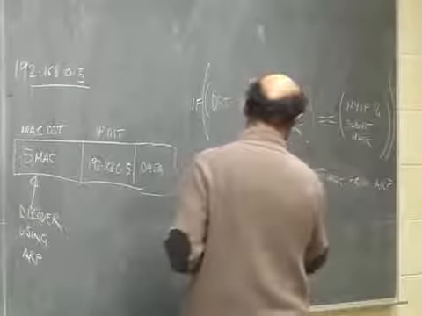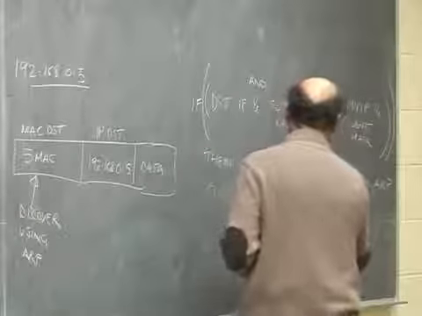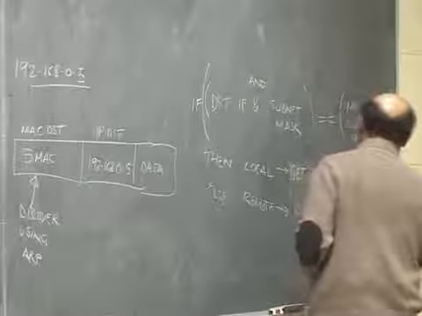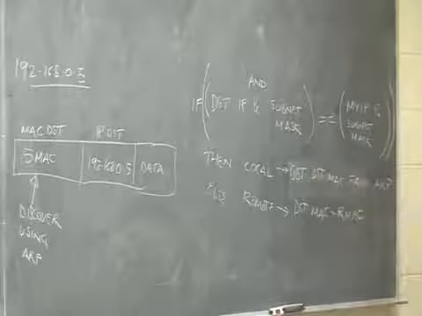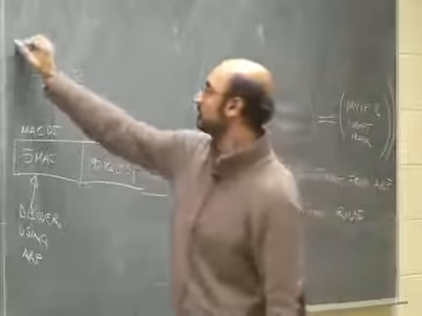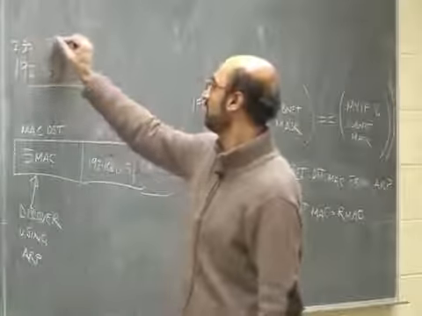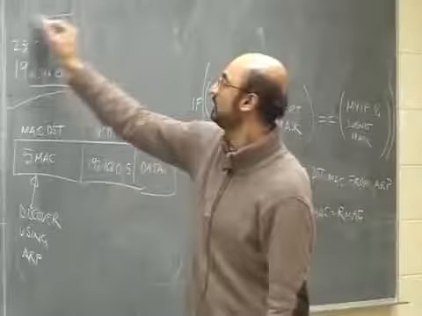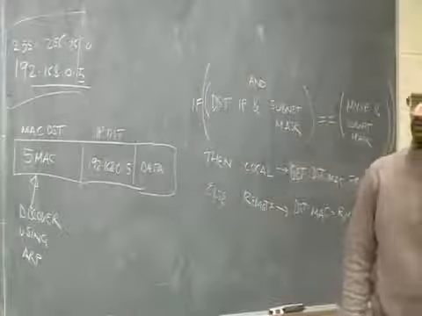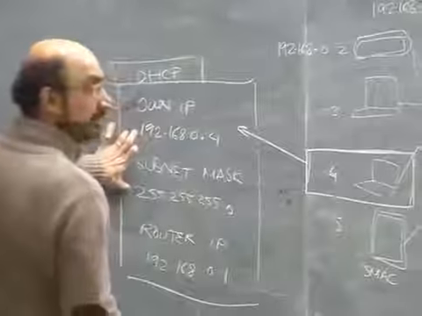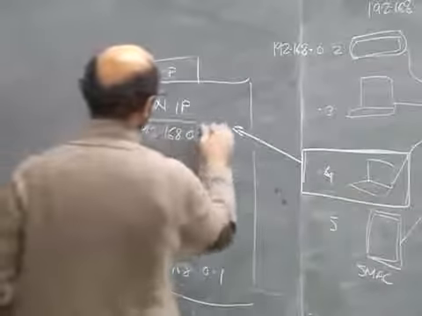Otherwise it's remote, which means the destination MAC equals our MAC, the router's MAC. So what are we doing over here? In this case, our subnet mask is 255.255.255.0, and we take these bits over here, 192.168.0. And this one takes its own IP, 192.168.0.4, and masks it and finds that this is 192.168.0.